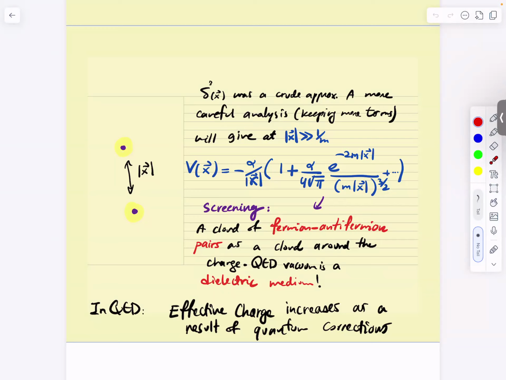There is a very, very important message here. The sign of the correction to the potential. What does it tell you? Does the charge increase or decrease? The effective charge increases as a result of quantum corrections. At lower and lower energies, the interaction gets stronger and stronger.